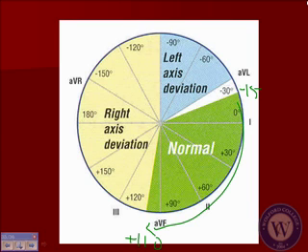Every book is a little bit different. I wish they would be consistent, but everybody writes it a little differently, usually 1 or 2 degrees off. Everything in the normal axis is normal, and outside that is left and right.